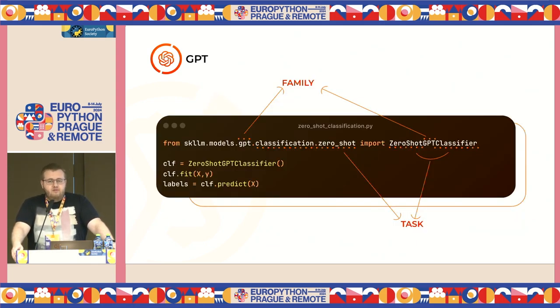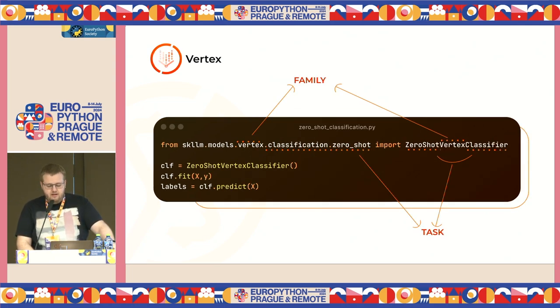Switching between those different families is relatively easy, as the full import path and the class name consists of two things: the task descriptor and the family name itself. So for example, here we have a zero-shot GPT classifier, where the zero-shot classifier is the task descriptor, meaning it should be used for the zero-shot classification, and the GPT is obviously the family. And if we want to switch it to the vertex family, we adjust the import statement a little bit, but everything else stays mostly the same.